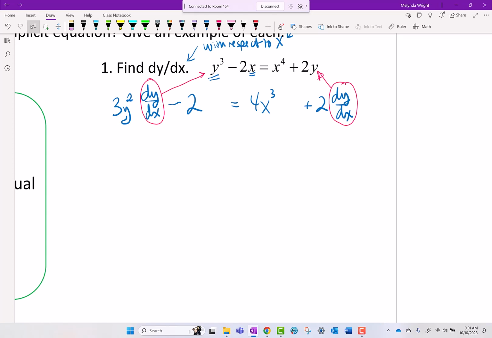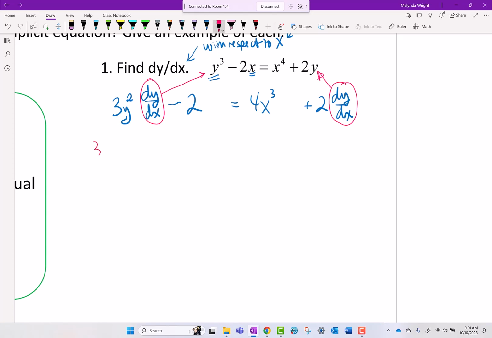But I will tell you that if I decide to go dy/dx on the left and you decide on the right, we're going to have the exact same answers, but the signs are all going to be opposite, and that's okay. Does that make sense? The signs, and I'll show you what that looks like. So what do we do? I'm going to move the dy/dx's to the left just because.